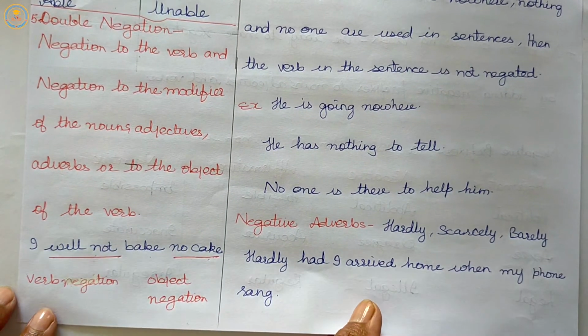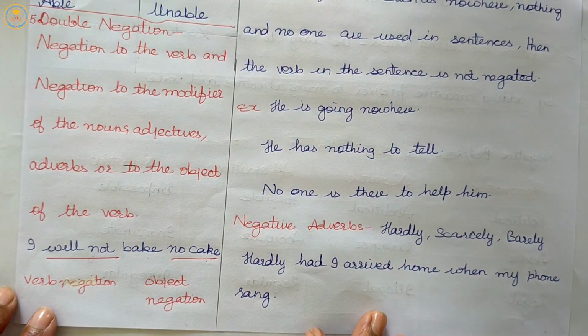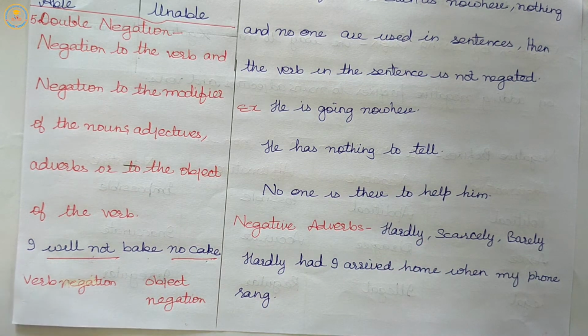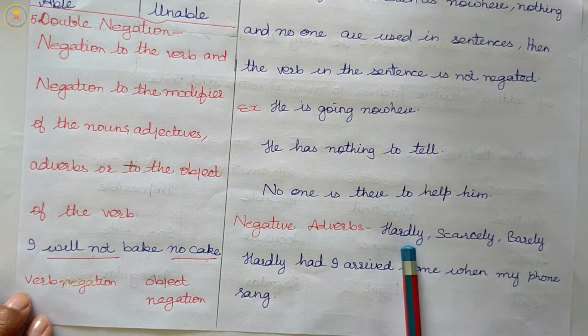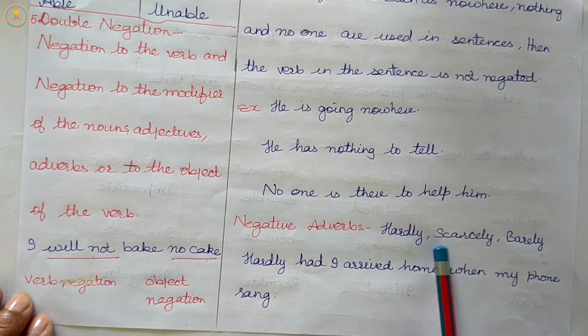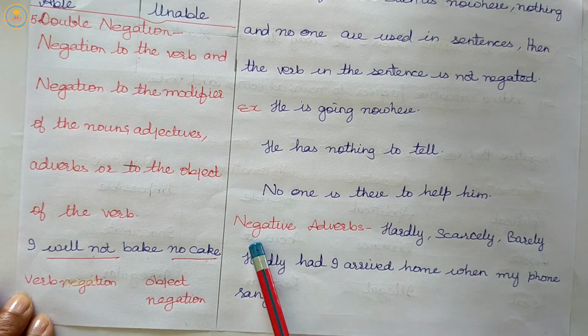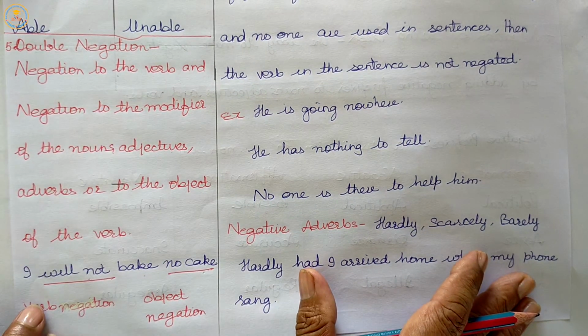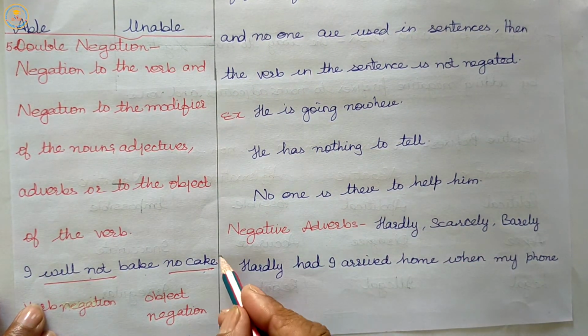Next are negative adverbs. Hardly, scarcely, barely, no sooner, like this, all these words are related to negative adverbs. Means they are showing the negation of the sentence. Let us see the example.